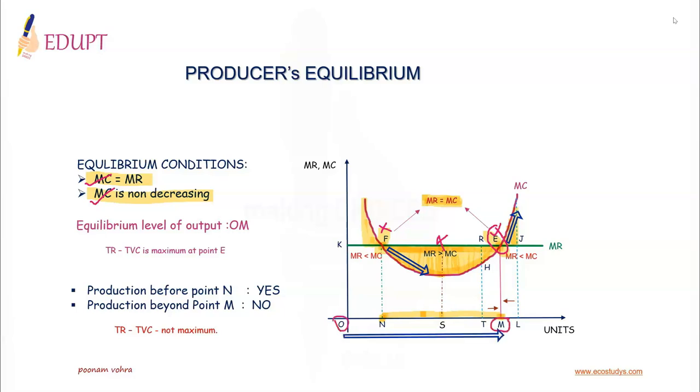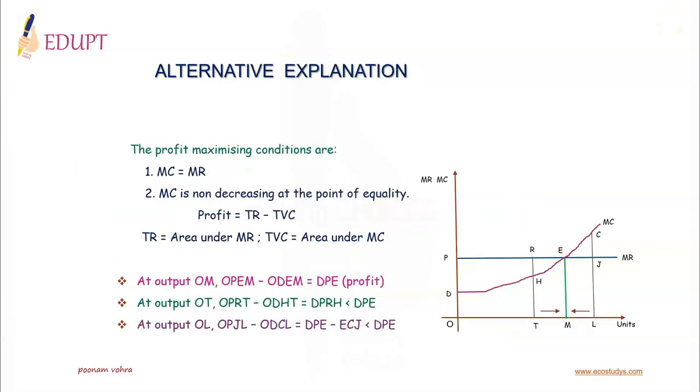So the equilibrium level of output will be OM. In case the production takes place before point M, the producer has to increase production in order to achieve the equilibrium point. If the production is beyond point M, then the producer has to decrease production in order to reach the equilibrium position. Let us focus on point E, which exhibits the profit maximizing level of output, as it satisfies both the profit maximizing conditions of equilibrium.